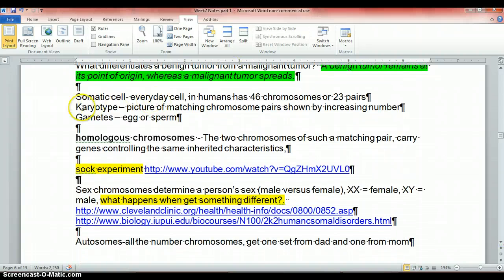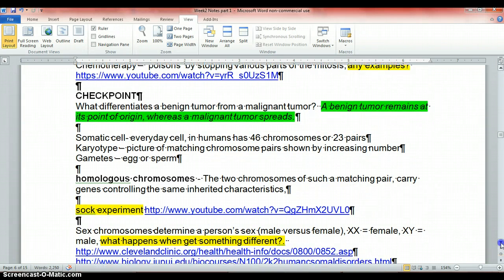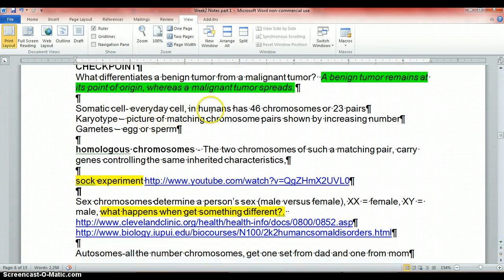So what is a somatic cell? Did I go into another chapter? Nope, just a whole different section. Okay, so a somatic cell is an everyday cell in humans. We have 46 chromosomes and 23 pairs, remember? A karyotype is a picture of matching chromosome pairs shown by increasing numbers.